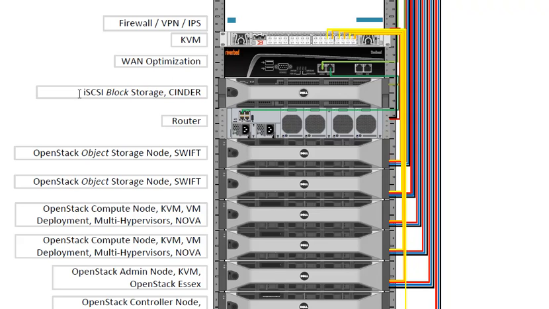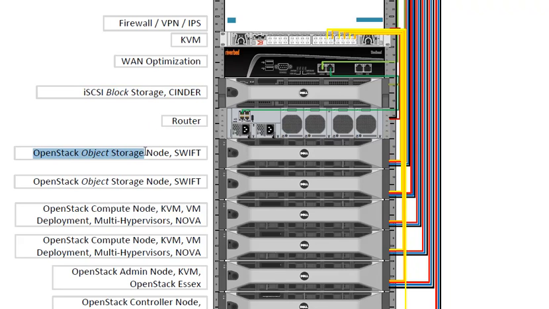Now notice here we have an iSCSI block storage device, right? So one of the cautions there is just make sure that whatever storage device you're hooking into the OpenStack environment, that there are available drivers for it. So it's no different than any other environment. We just have to be careful that the drivers are available.